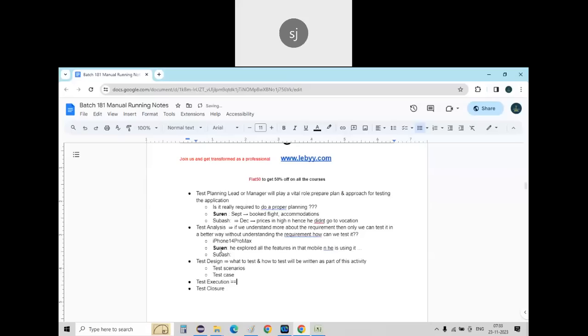At the test execution phase, once the developer confirms that, buddy, I'm done with the development, then we will go ahead and test that particular chunk from our end. And if any failures are there, we will report those defects to the developer. That's it. And as part of the test closure phase, that's going to be the closure.